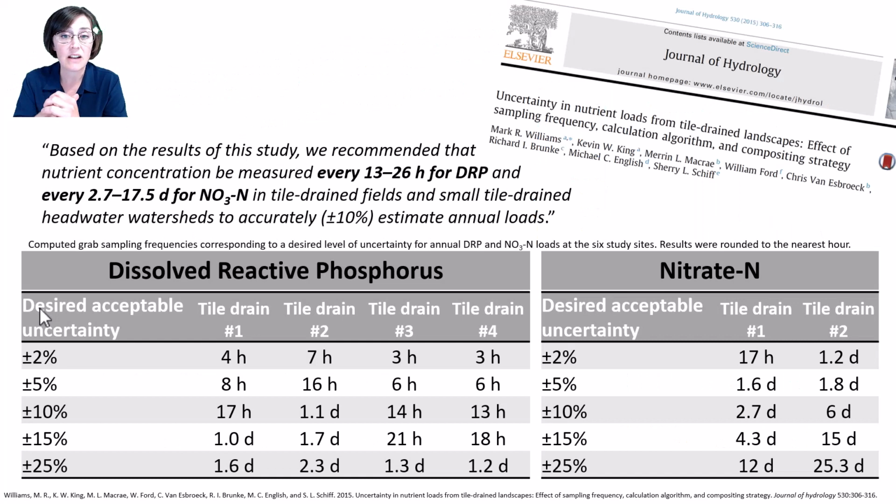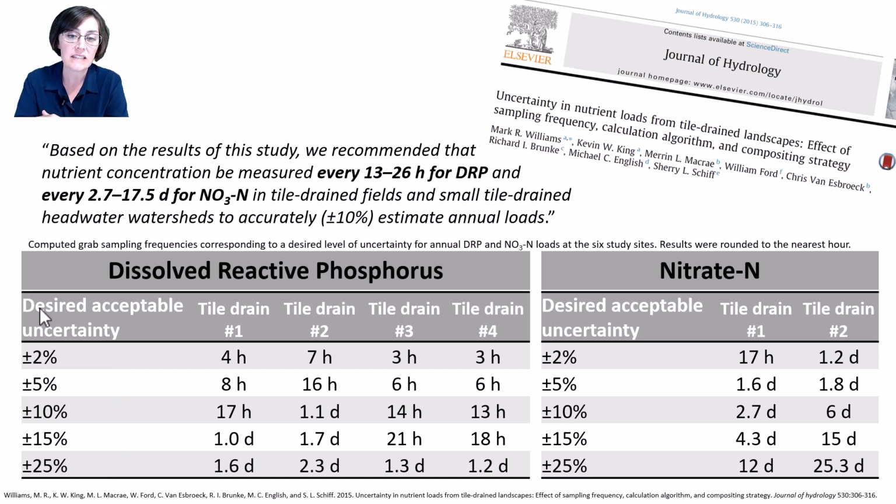A more recent study recommended that samples be collected every 13 to 26 hours for dissolved reactive phosphorus and every 3-ish to 18-ish days for nitrate. Those findings written out on the slide include monitoring of small watersheds, but in the table, I pulled out their results for just their tile drainage outlets from this really great study. You see that as your acceptable uncertainty increases, so does your sampling frequency. That is, you don't have to sample as frequently if you're okay with a little more uncertainty in your estimation of the annual load or annual loss. And that makes sense intuitively.